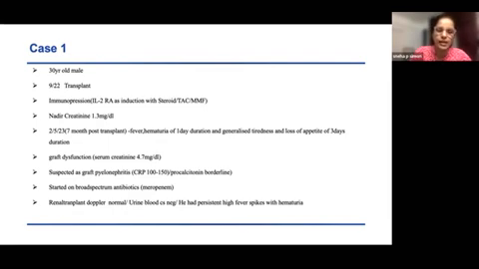Seven months after transplant, he came with a 3-day history of generalized tiredness and loss of appetite, and a 1-day history of fever and hematuria. On admission, his creatinine was 4.7 milligram per deciliter, which was 1.3 milligram per deciliter at the last visit, 1 month back. Suspected as graft pyelonephritis, his CRP was in the range of 100 to 150, procalcitonin borderline, counts within normal, and he was started on the broad-spectrum antibiotic meropenem. His renal transplant Doppler was normal, cultures were negative.